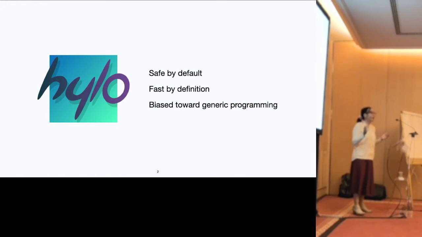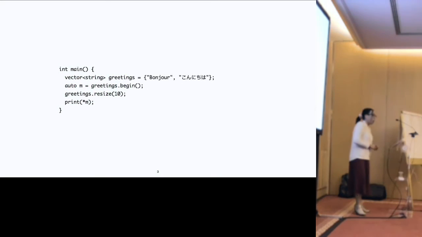So what is Hylo? Hylo is a programming language for high-level systems programming. Think about device drivers, 3D rendering engines, or even compilers. It is designed to be safe by default, fast by definition, and it has a strong bias toward generic programming. Today, I want to focus only on the first two goals. Generic programming is a whole thing in itself, but with safety and efficiency, our plate is already full.